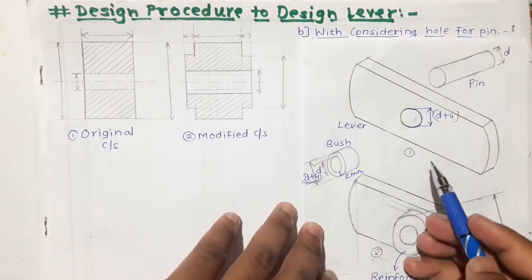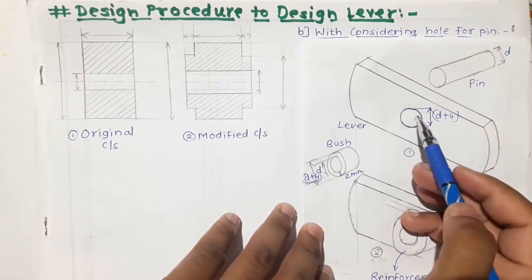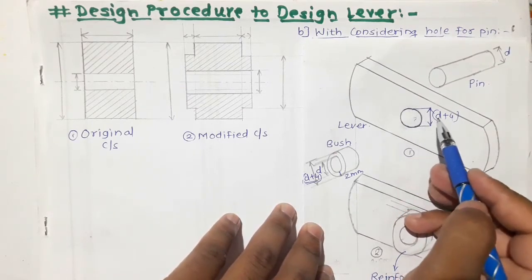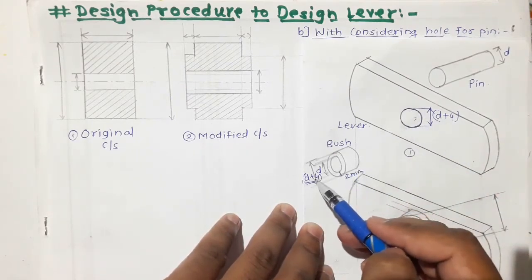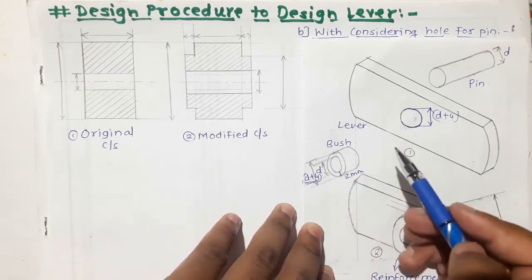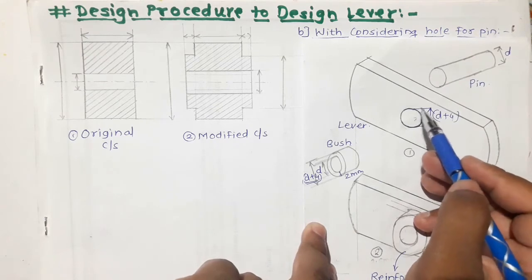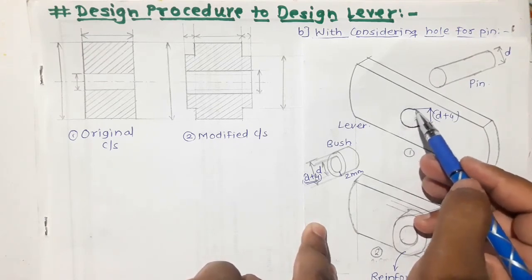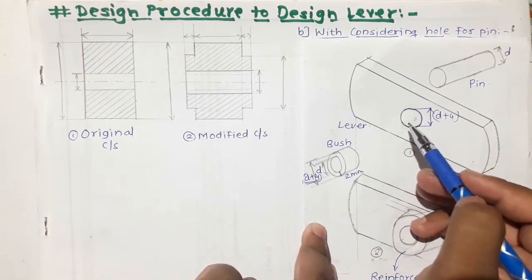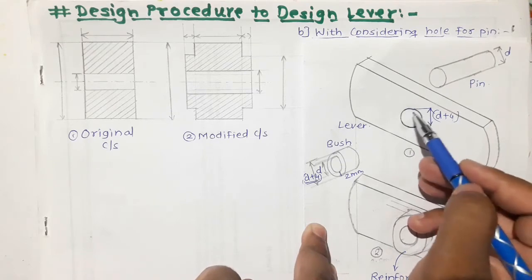Now consider a second point. The modified diameter of the hole is d plus 4 because the outer diameter of the bush is d plus 4, and the inner diameter is d. Now consider the second point: when we drill a hole inside this lever arm, its cross section becomes weak. So we have to increase the strength of this cross section.